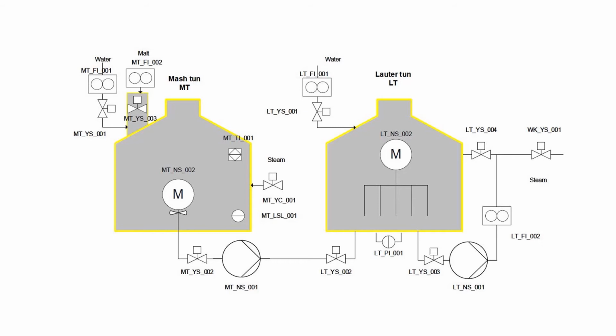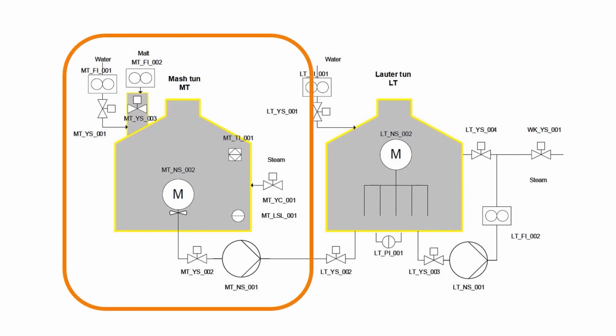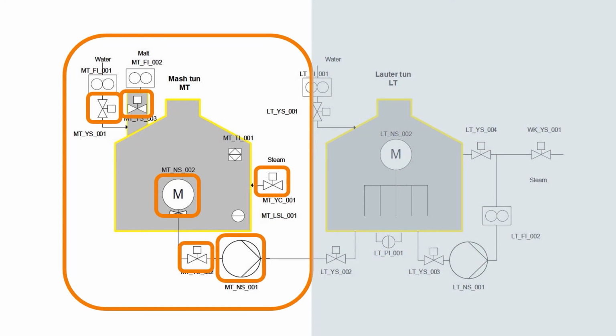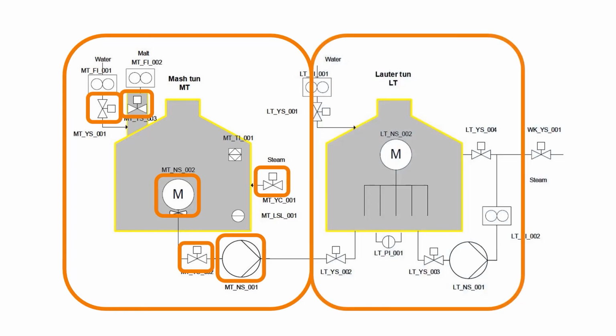Let's have a look at our flowchart of the brewery. The mash tun, for example, meets all the criteria of a unit. It consists of a collection of valves and pumps that are used exclusively for mashing. The mashing process is largely independent from other processes, such as lautering, and of course we can only produce one mash at a time. In our example, the lauter tun is a second unit. It is also a collection of control modules that are used for a specific lautering process.